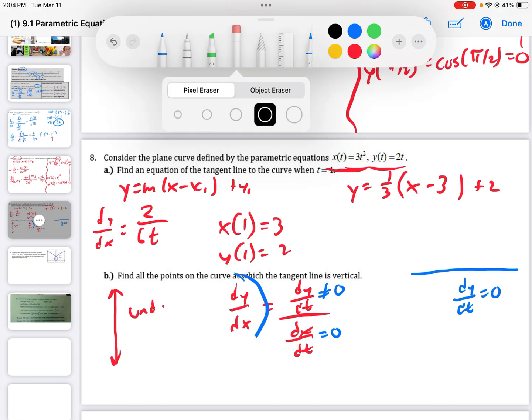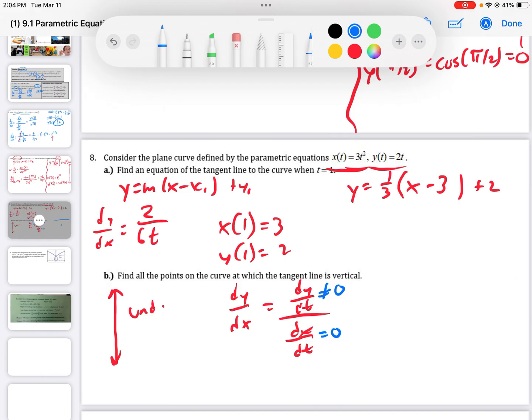All right, so that was that other part of that box up there that I didn't read earlier. All right, so I got to solve, when is dx dt equal to 0? Well, what is dx dt? x prime of t is equal to 6t. So when t is 0, the x part, the derivative is 0. y prime of t is always 2, so it's not going to be 0 there. Find all the points on the curve at which the tangent line is vertical.